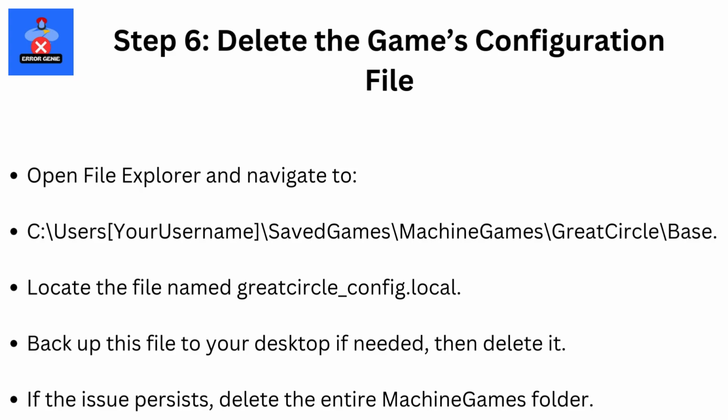6. Delete the game's configuration file. Open File Explorer and navigate to C:\Users\your username\Saved Games\MachineGames\GreatCircle\base. Locate the file named GreatCircleConfig.local. Back up this file to your desktop if needed, then delete it. If the issue persists, delete the entire MachineGames folder.